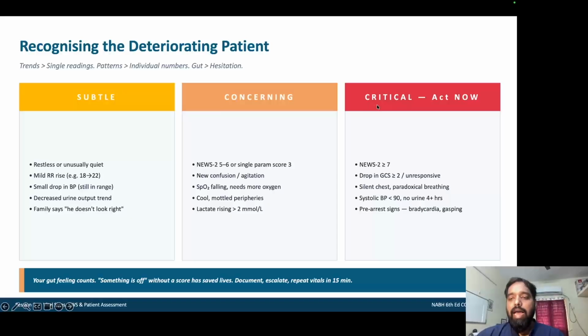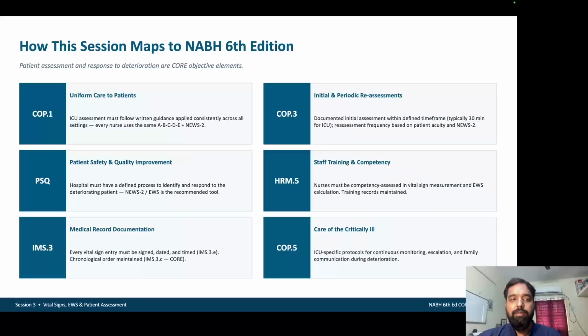In a critical, act-now case, the NEWS 2 score may be greater than or equal to 7, with a drop in GCS of greater than or equal to 2, and the patient unresponsive. Signs include a silent chest, paradoxical breathing, saturation falling with a systolic BP of less than 90, no urine for more than 4 hours, and peri-arrest signs like bradycardia or a gasping state.